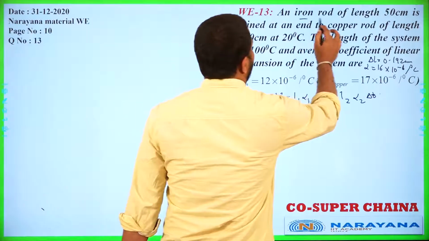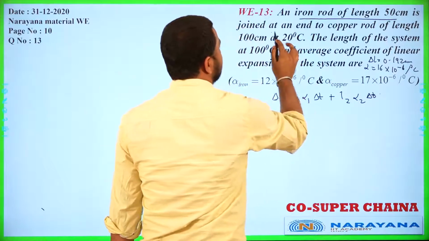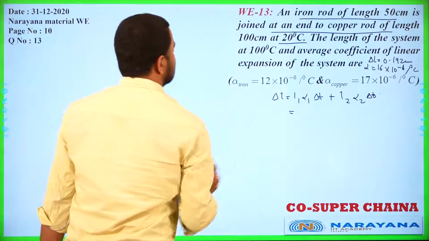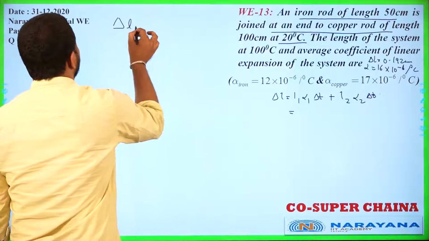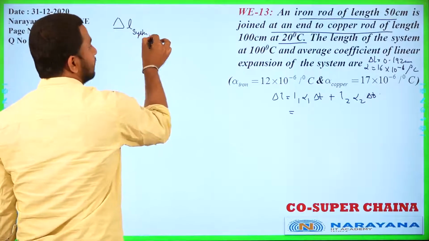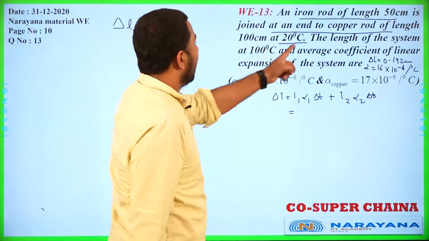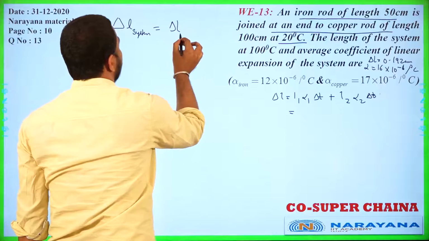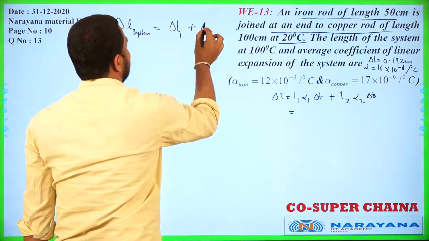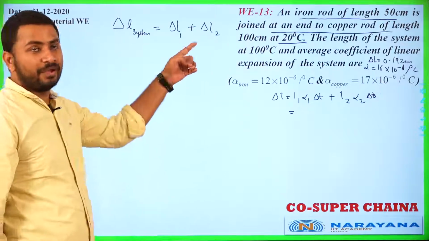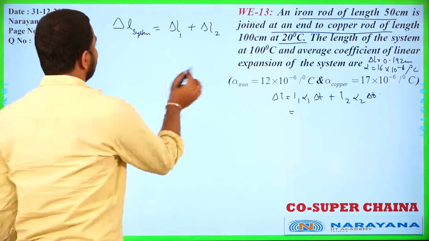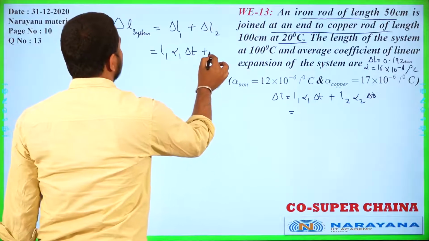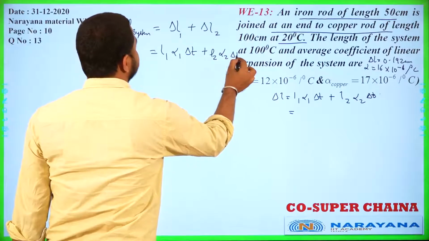Students, here an iron rod of length 50 centimeter is joined with a copper rod of length 20 centimeter. You have to find the expansion of the system. So if delta L is my whole system, made up of copper and iron, delta L will comprise the expansion of iron, which I denote by 1, plus the expansion of copper, which I denote by 2. So we know the expansion will be L1 alpha 1 delta T plus L2 alpha 2 delta T.